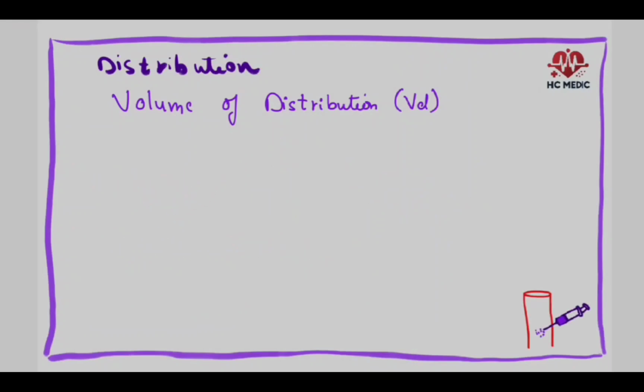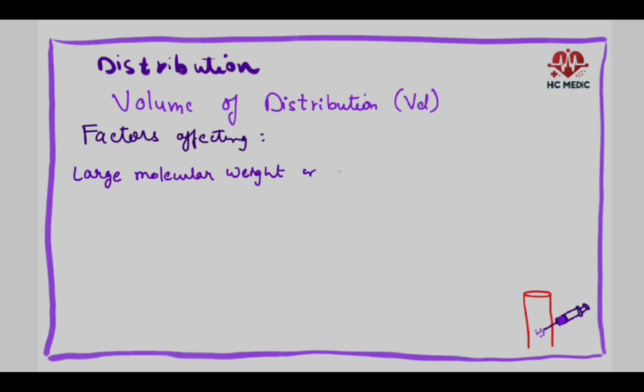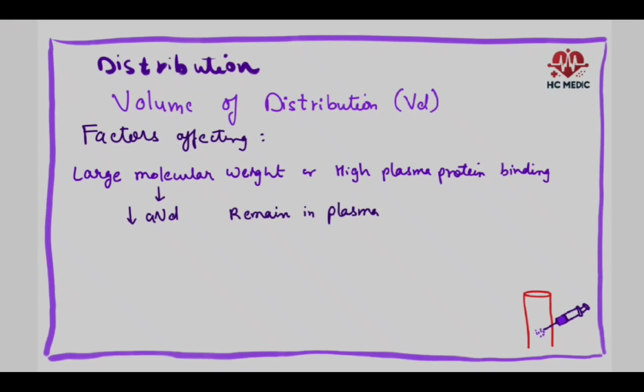Now we will see the factors determining the volume of distribution. First is the molecular weight. Large molecular weight drugs, or drugs having high plasma protein binding, generally have very low AVD because they do not penetrate the tissue or cells easily. They remain in the plasma. An example is heparin. Heparin is found in the plasma only. We do not see it easily in the tissues, right?